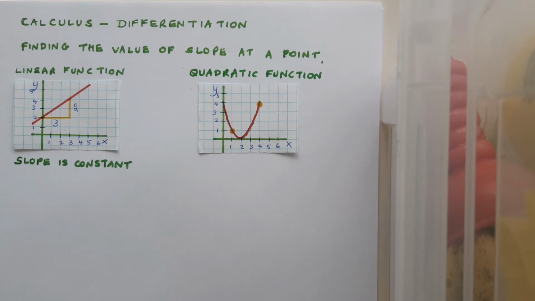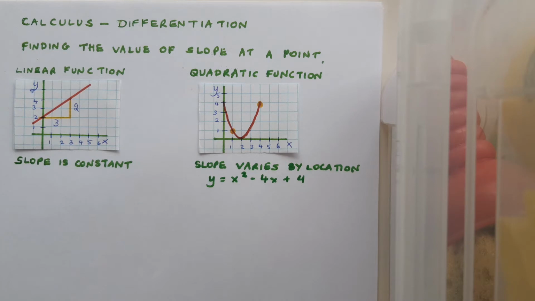Whereas in a quadratic function, the slope of the function depends on where you are in the function. So the slope varies depending where you are in the function. It varies by location. And I told you that this particular quadratic is y equals x squared minus 4x plus 4. And we saw that dy/dx equals 2x minus 4, and that we could use this to work out the slope at different locations along the quadratic.